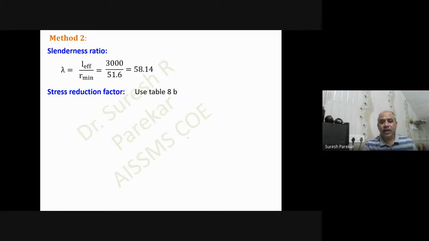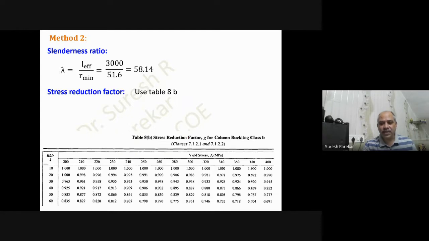Now method 2, we have slenderness ratio 58.14. We will now use the stress reduction factor tables, which is 8b, because buckling class is b. You can see over here. Again, for 250, we have these values of the stress reduction factor. And by using this formula, we are going to find the stress reduction factor, which comes 0.8086.